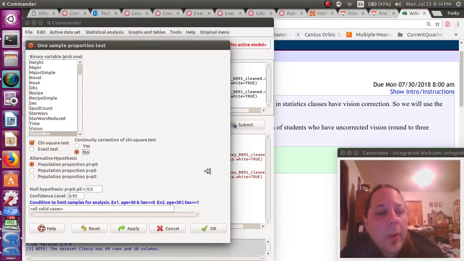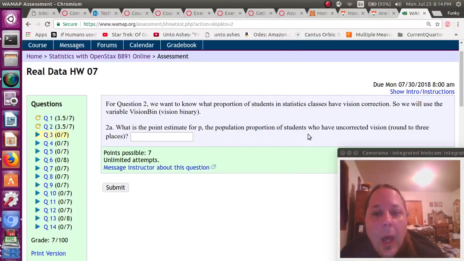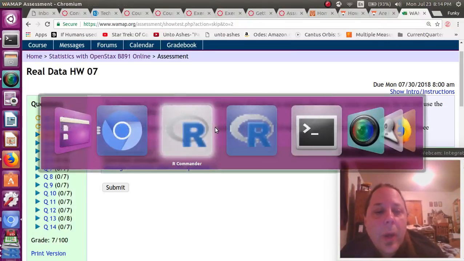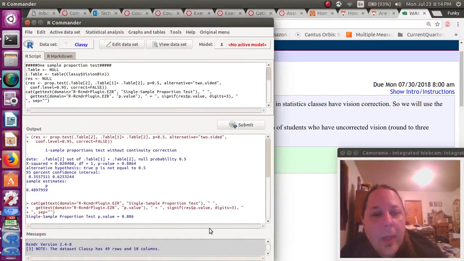the continuity correction. Now, alternative hypothesis doesn't matter right now. And null hypothesis doesn't matter right now. All we want is the confidence interval, so I set the confidence level. I said we wanted, well, it doesn't matter, but I've read the next question. We're going to want a 95% confidence interval. And then I click OK.